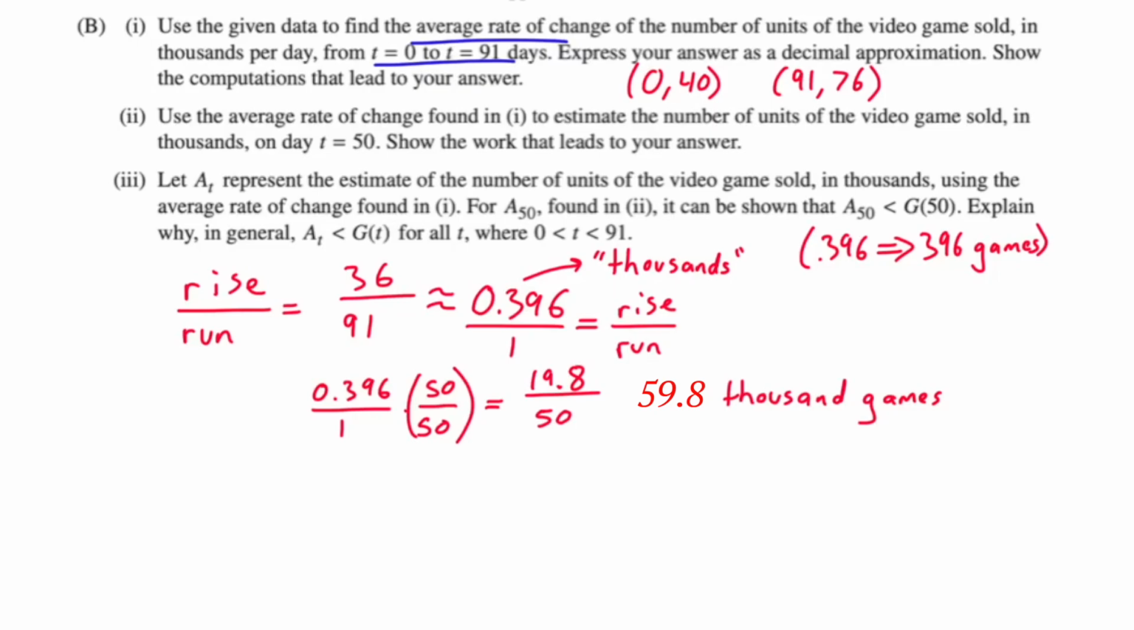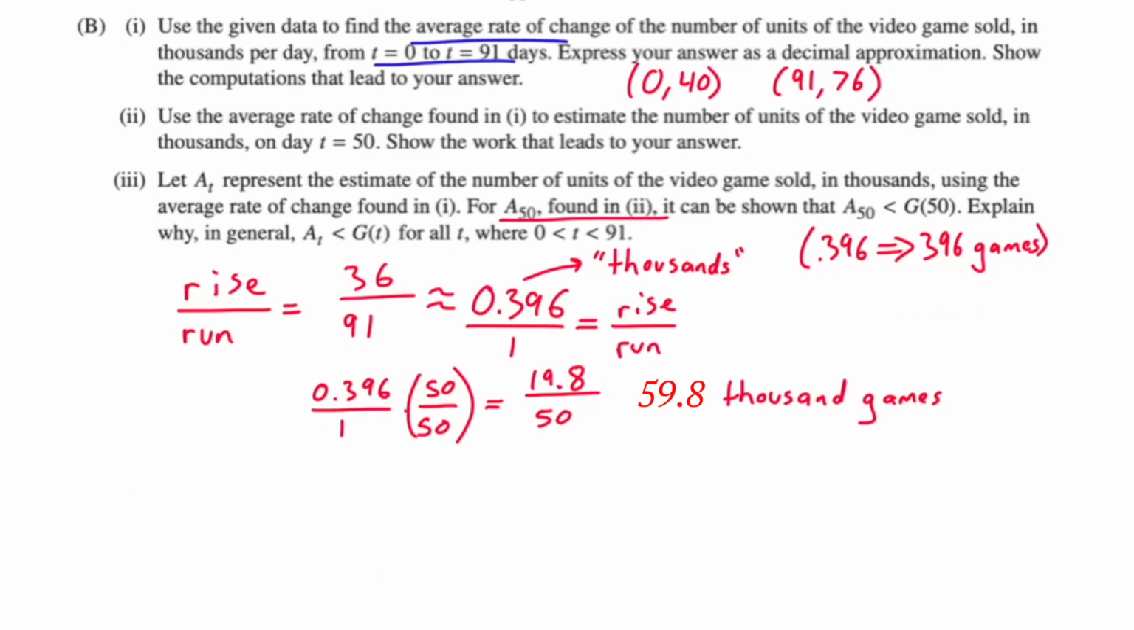So first, let's just agree that yes, that is a mouthful to read, and even if you're reading it in your head, it's a lot. So let's pick out what's really important here. They're introducing A sub t, and they're saying let it represent the estimate of the number of units of the video game sold in thousands using the average rate of change. Okay, so A sub t is referring to average rate of change. This is just the math symbol that they're going to use for that now. And it's what we did in part 1, so we're good.